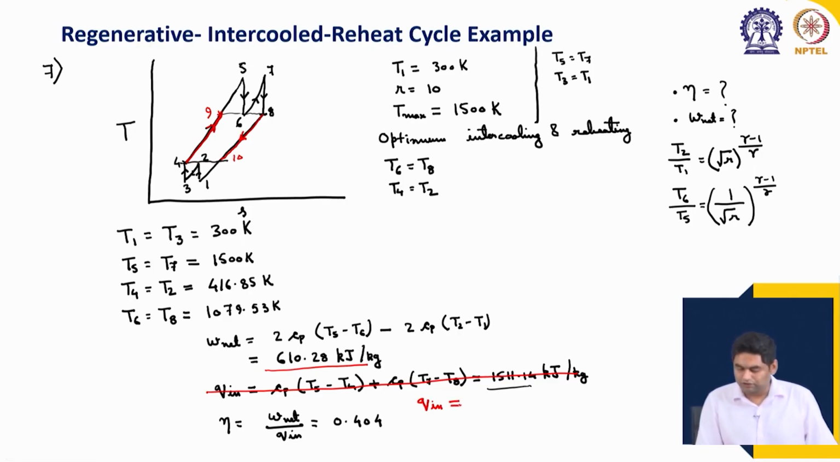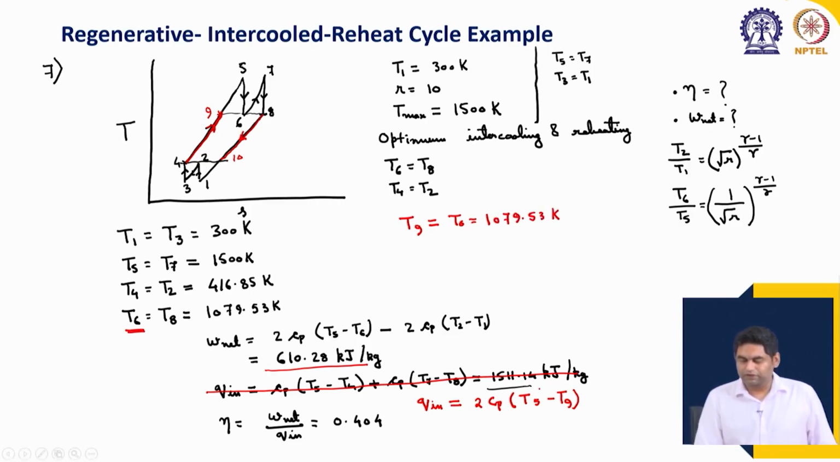So, Q in now will be 2 into C p, T 5 minus T 9. And what is the value of T 9? T 9 and T 10, those are the additional states for this cycle. So, T 9 is equal to T 6, and we had obtained T 6 as 1079.53, and T 5 of course is equal to 1500 Kelvin.